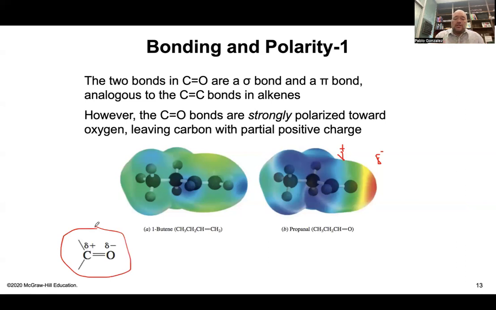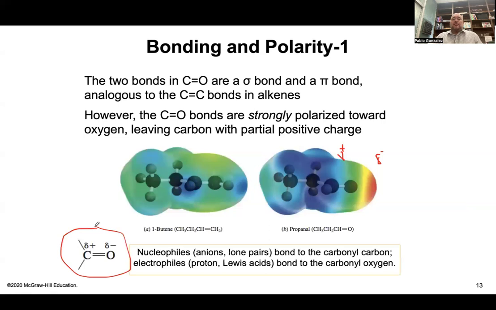The oxygen is pulling those electrons closer to oxygen. So in the presence of a nucleophile, it could be an anion or a lone pair of electrons, they're going to bond to the carbonyl carbon, okay, because the carbonyl carbon is going to be the partial positive. And as we know, the nucleophile has a higher concentration of electrons or has a negative charge as well.